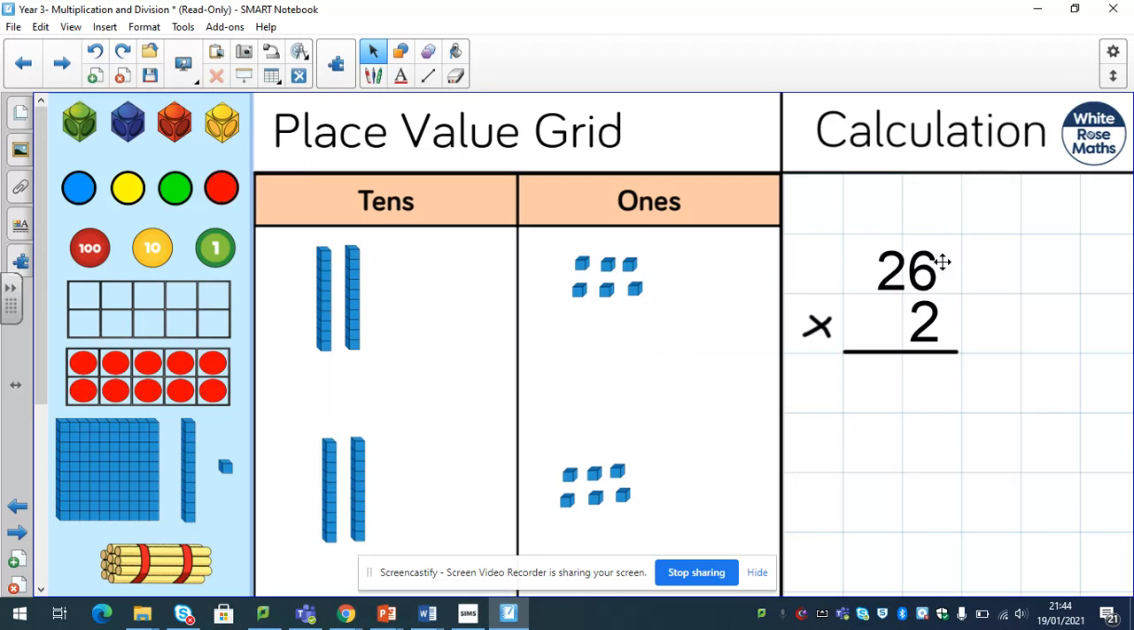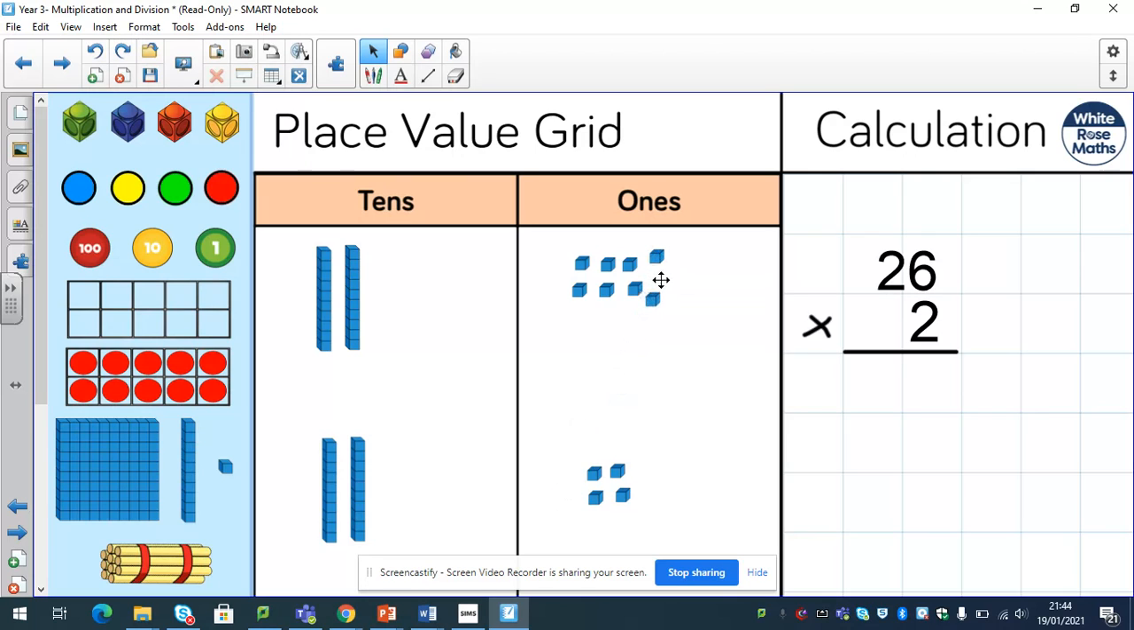So here in our ones column, you can see I've got 6 multiplied by 2. Two groups of 6, or 6 groups of 2. 6 times 2 in my ones column. I'm multiplying those two numbers. Here's my two groups of 6. Altogether, we've got 12. We know that 12 is too many to put in our ones column.